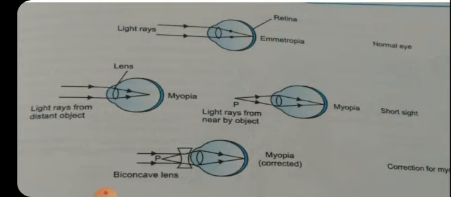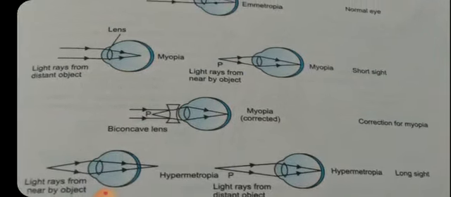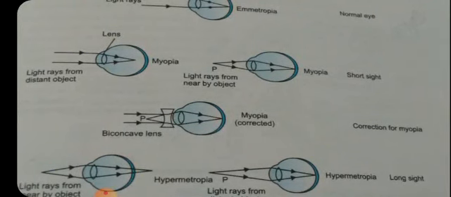Now when you use a biconcave lens, it will diverge the incident rays before they strike the cornea. Now look at the second picture. In the first picture, myopia, you can see that the light rays fall in front of the retina, whereas when you keep a biconcave lens in front, the light rays fall on the retina. So basically you can tell that myopia is corrected by a biconcave lens.